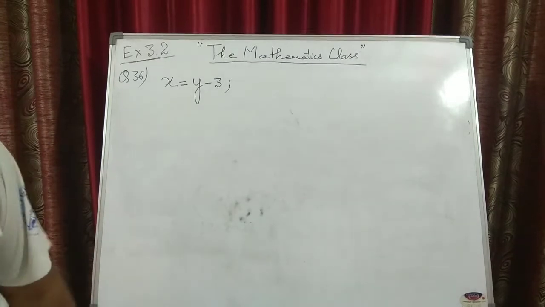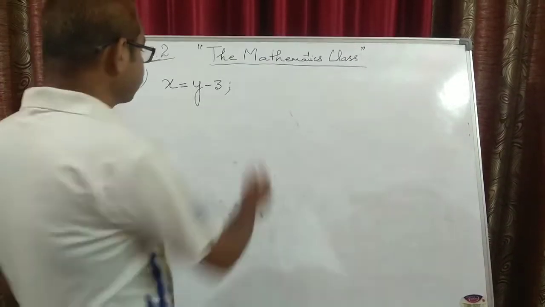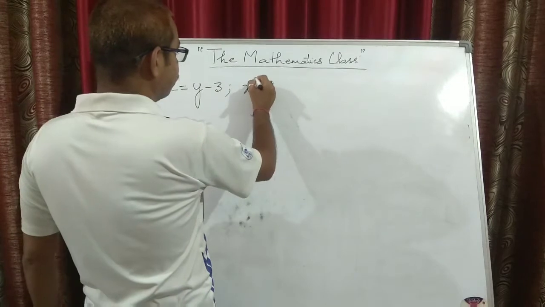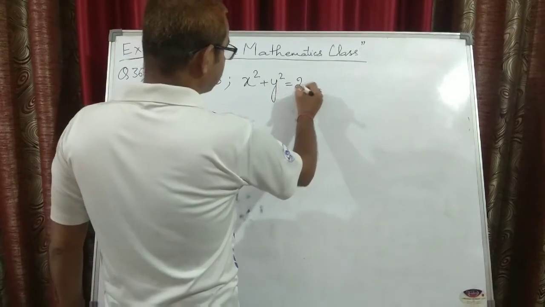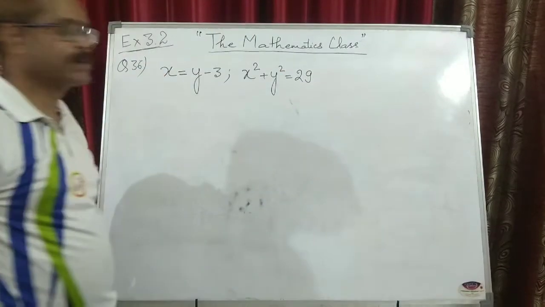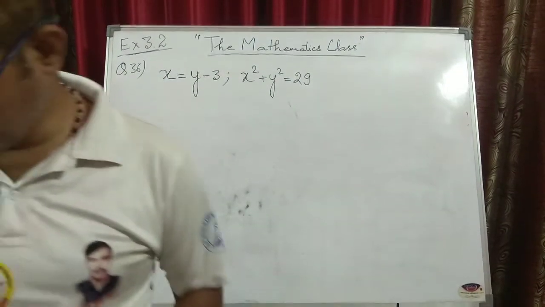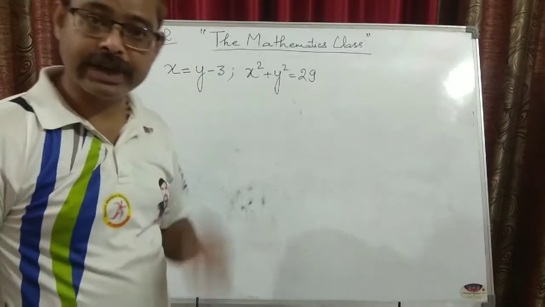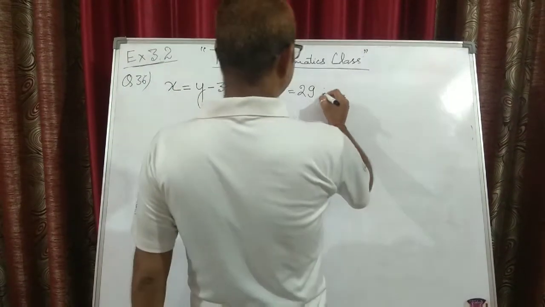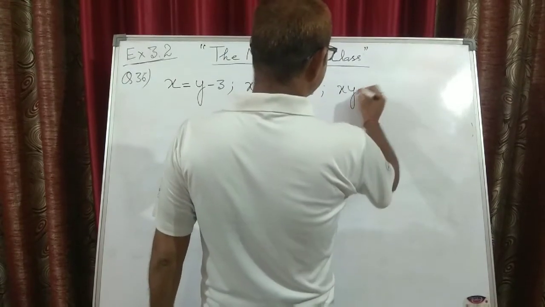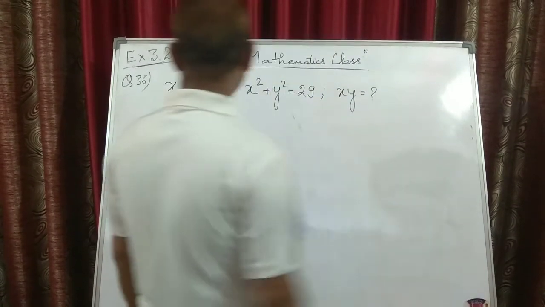And the second part says the sum of the squares of x and y is 29. You have to find the product of x and y. What is required to find? x into y, you have to find.